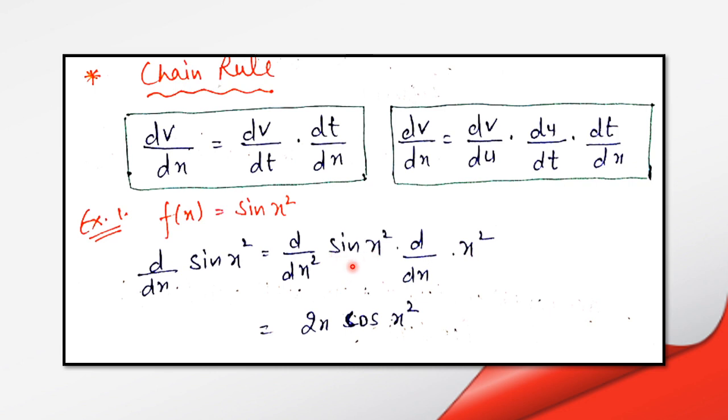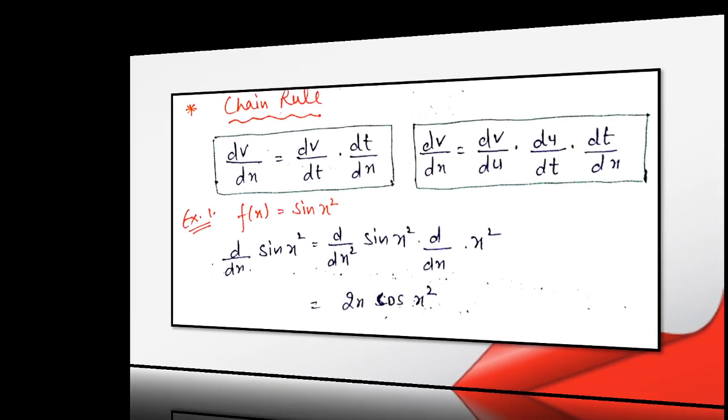So what is the derivative of the sine function? Sine x, that is cos x, whatever x is. Then after that, what is the derivative of x square? That is 2x, because the power comes in front and then the power is reduced by 1. So 2x. So the final answer is this.